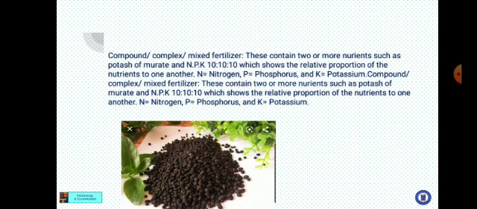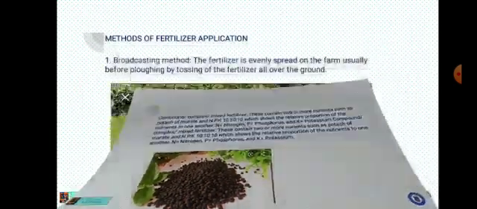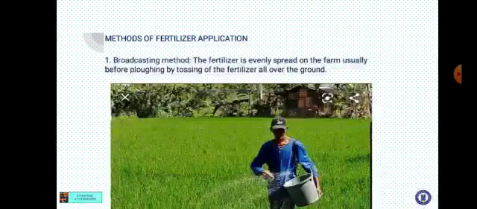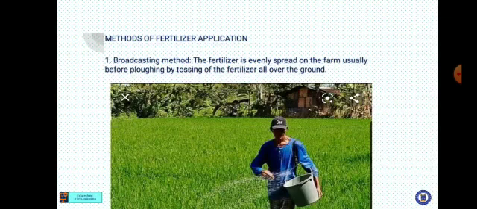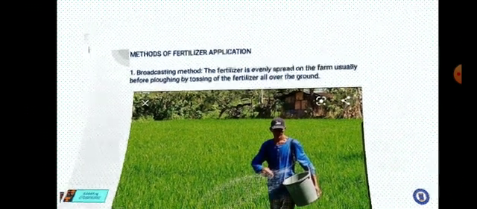Compound fertilizer contains 2 or more nutrients that will be able to help the crops to grow properly. And then you have the picture down there, what it looks like. Then we have the methods of applying the fertilizer. 1, we have the broadcasting method, which of course you spread it around the farm evenly.